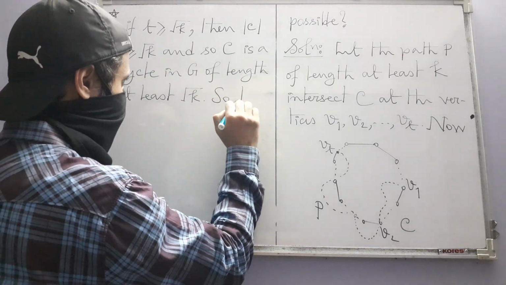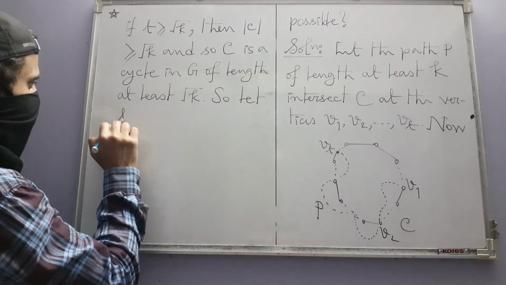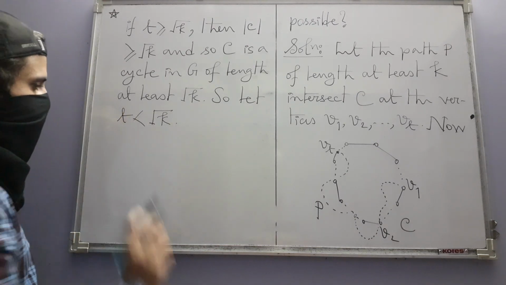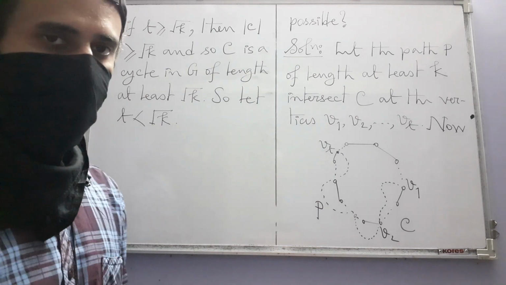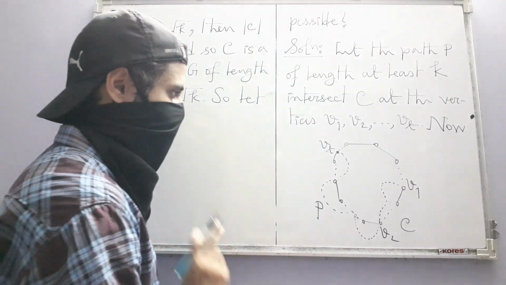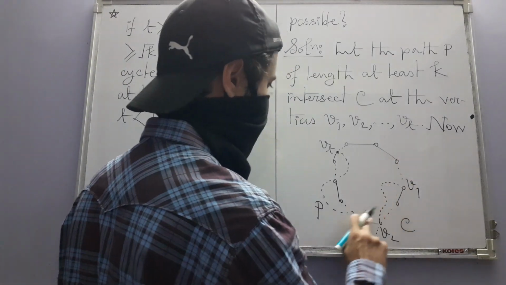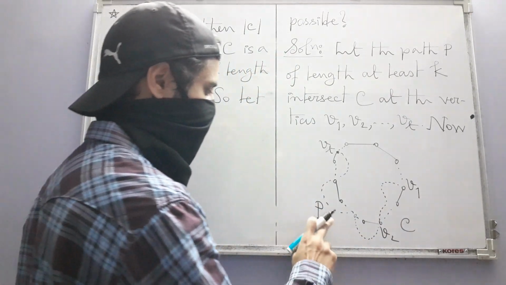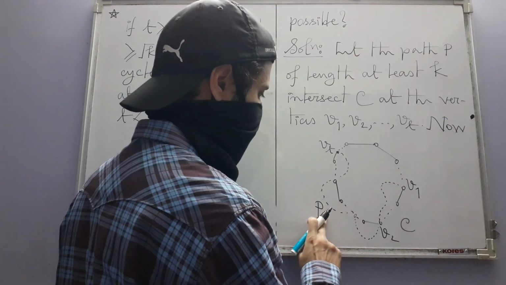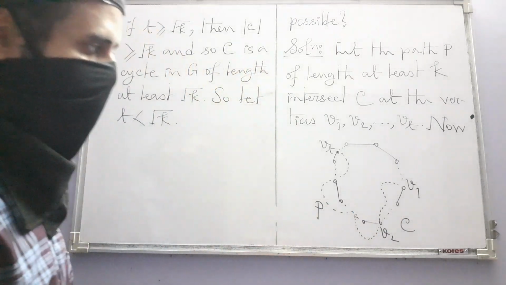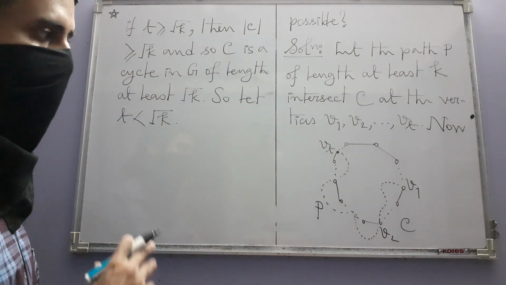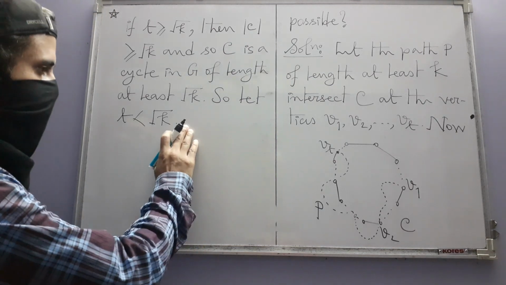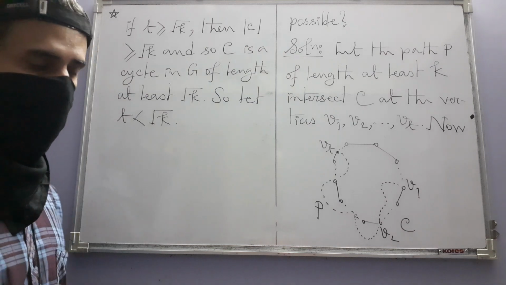So let t be strictly less than the square root of k. Now you can see that there are these intermediate portions, right? The portions of the path P between two consecutive Vi's. Now what about the lengths of these portions? We are now going to suppose something about the lengths of these portions.